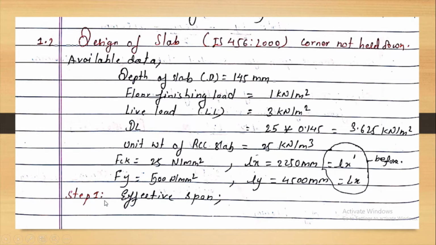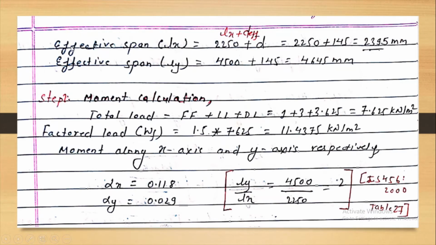Now at step number 1, we calculate the effective spans first. The formula for effective span along the x-axis, Lx effective, is Lx plus d effective. Similarly, effective span along Ly is Ly plus d effective. Now 2200 plus d; by substituting the value of d, we get 2395 mm. Similarly, substituting the value of d, we get 4645 mm, which is the effective span along the y-axis.